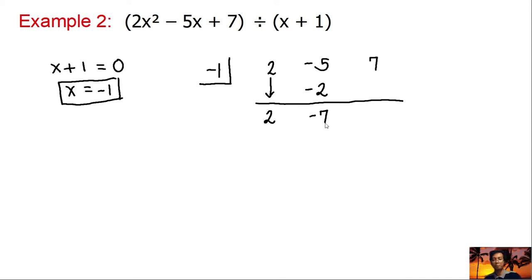Next step, negative 7 times negative 1. That will be positive 7. Last step, 7 plus 7, of course, that is equal to 14. The last number is 14. So this is our remainder. Okay, now what will be our quotient?